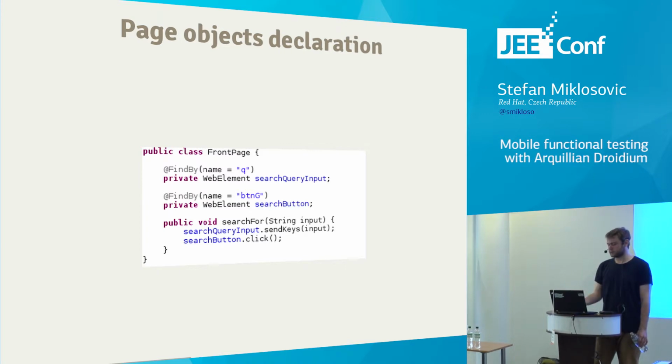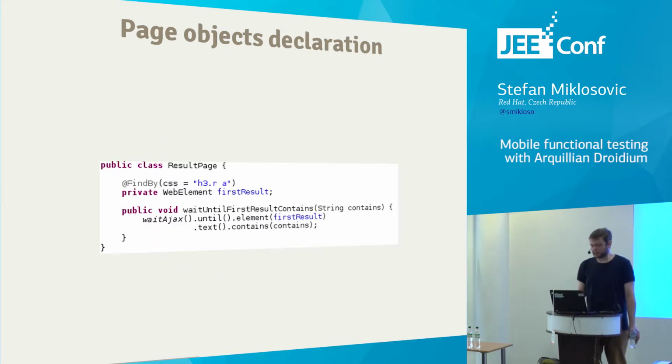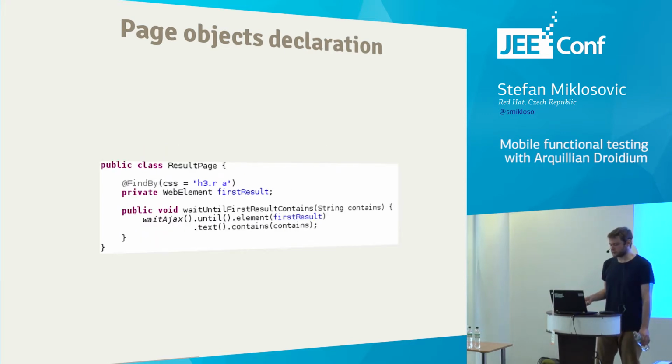In the front page, you just describe these two web elements, like query input and search button. The front page has a method: you just provide a string to input, and the internal logic clicks on the button. You also have the result page, which actually contains only the until element text contains one-liner.